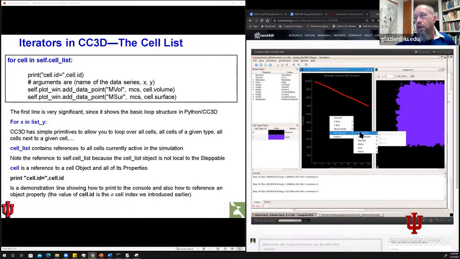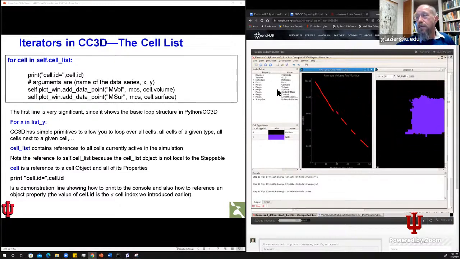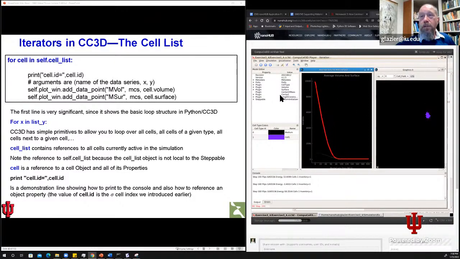Some of them I know don't work. The transforms are grayed out because they don't work. Okay. But I want to make sure everybody can get the plot to work. So that's really where I was trying to go tonight.